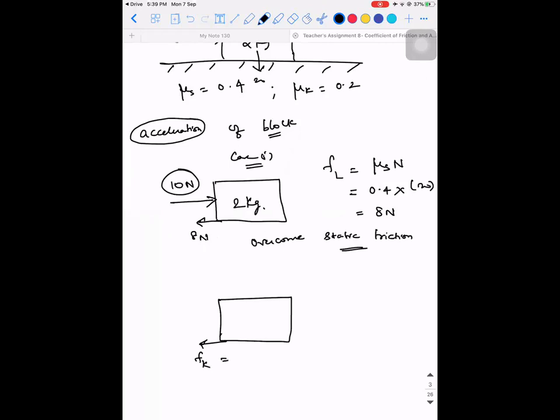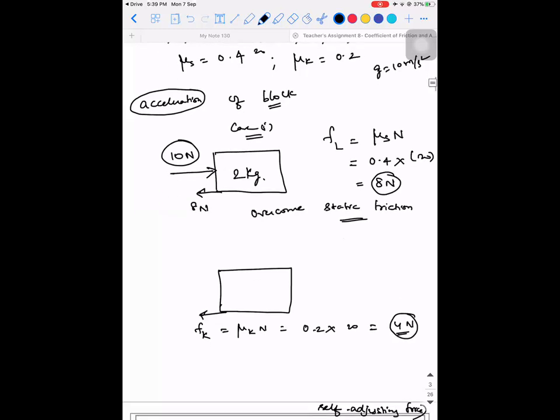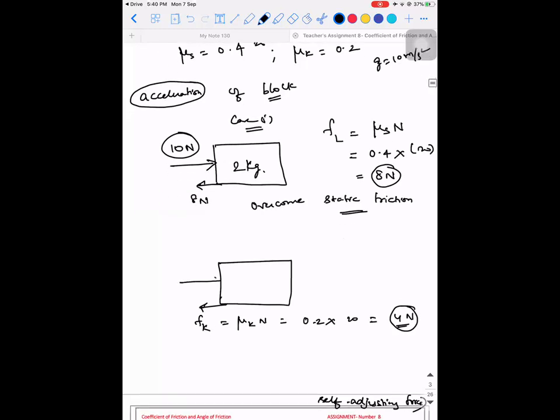In this case, what is going to be the kinetic friction? It will be mu k into N. That's what I told you: coefficient of kinetic friction into N. The coefficient of kinetic friction is 0.2, into the normal force, which is again 20. I'm taking g as 10 meters per second squared. So it will be 4 Newton. Are you guys able to understand this? So limiting friction is 8 Newton. Kinetic friction is 4 Newton. So mathematically also it is right. Yes or no?